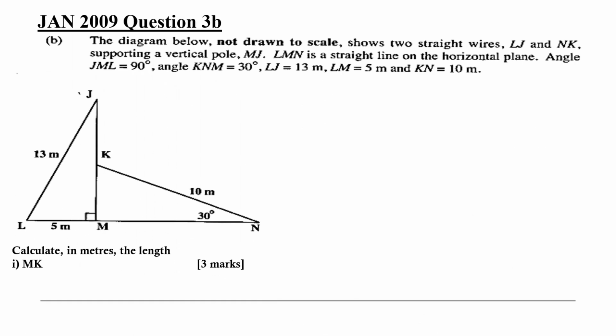Here we have the January 2009 question 3B. We have the triangle and it's labeled nicely for us here, and we're asked to calculate in meters the length MK. So we're talking about this line here, MK. Good. We recognize that the angle LMK is 90 degrees. That means that KMN is also 90 degrees because it's on a straight line.